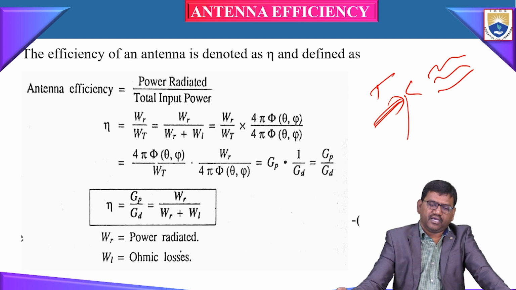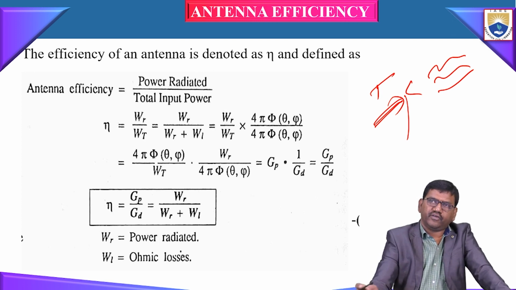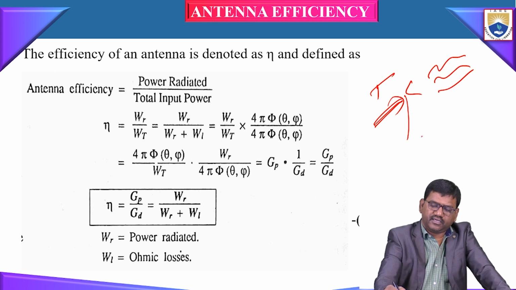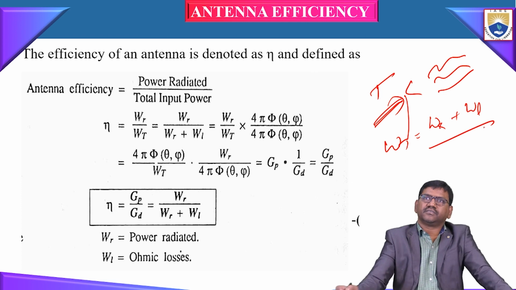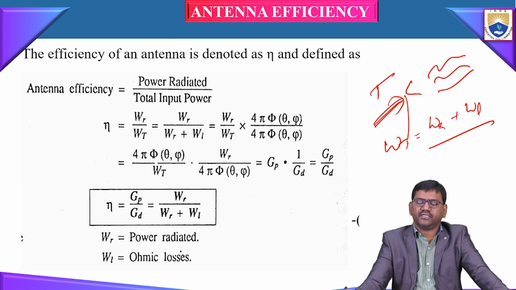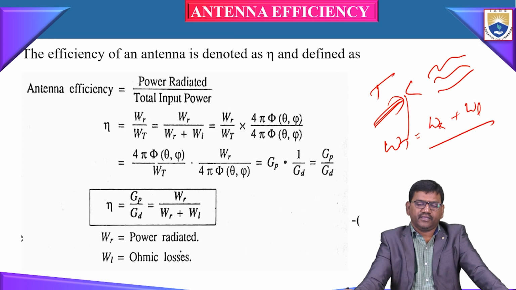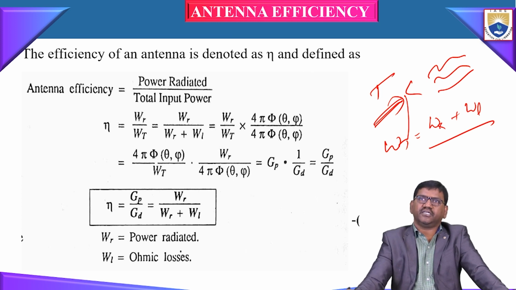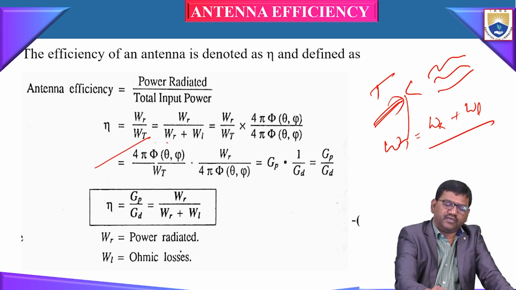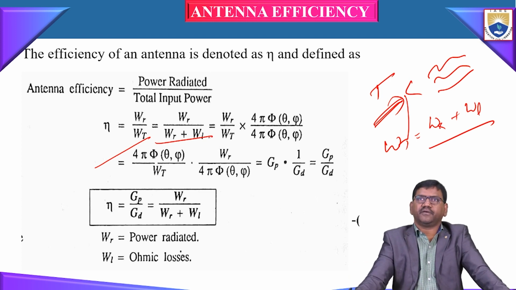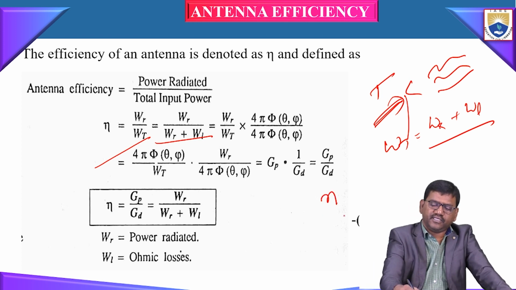Here the total input power depends upon two factors. The input WT depends upon WR plus WL, the radiated power and the loss power. So the total power is the summation of the radiated power and the loss power. WT depends upon two components: the radiated power and the loss power. The ratio of WR to WT is known as the antenna efficiency, denoted by the symbol eta.